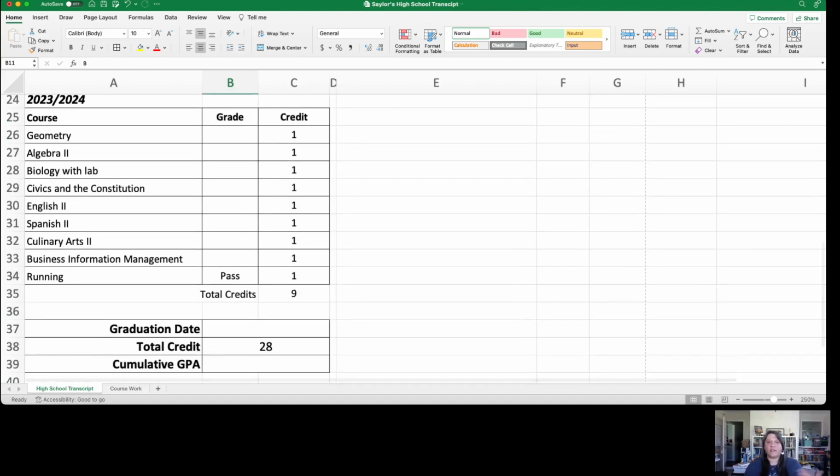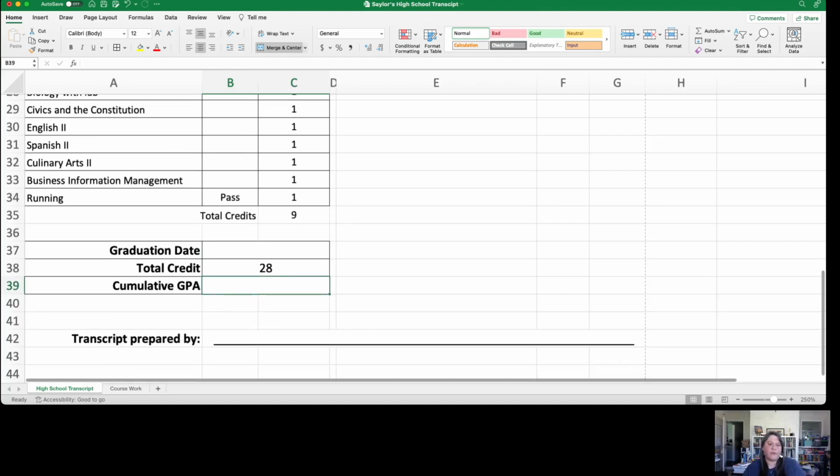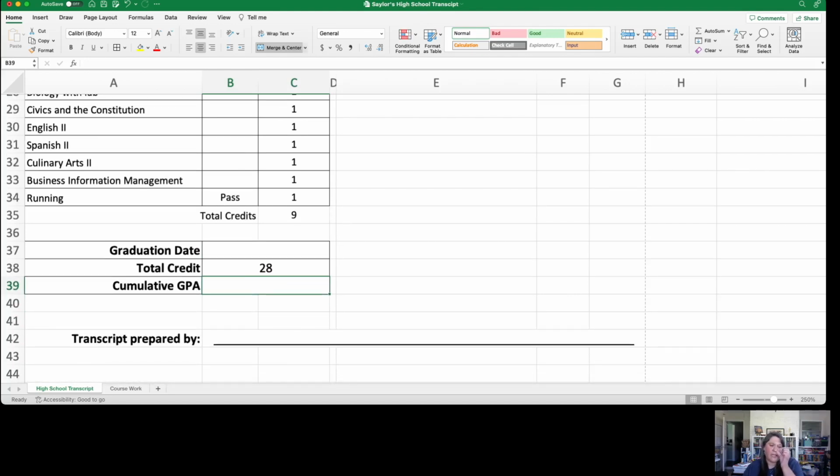Unless they have all A's, let's say they have a mix of A's and B's, it's going to look something like a 3.65 or a 3.7 or whatever. And so you'll put that right there. Then you're going to put transcript prepared by. You might even want to type out your name and then sign.